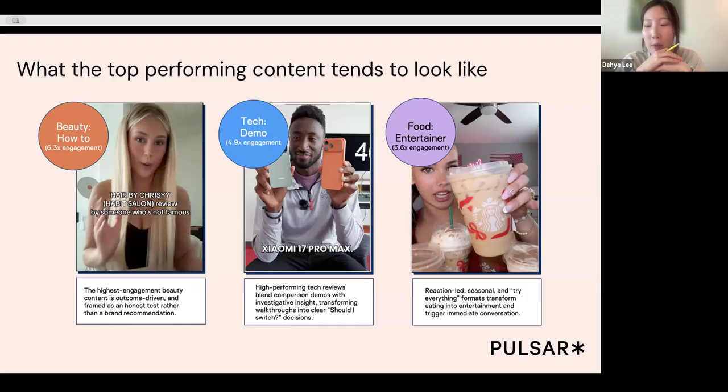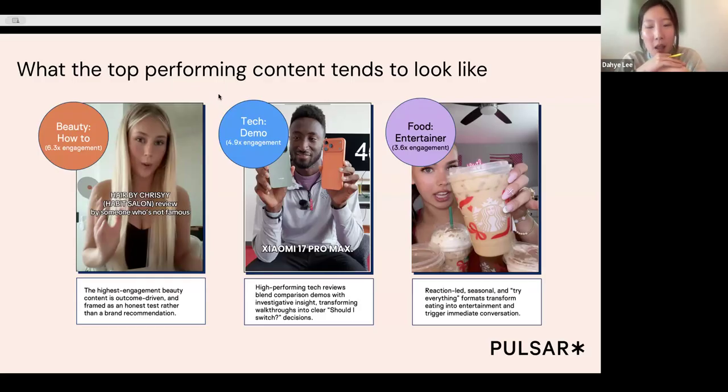So we know influencers are pretty dominant in the beauty sector specifically, but interestingly, part of the reason why how-to content is really taking off in this sector is that creators often position themselves as non-famous, non-expert. That actually gives them more credibility. It feels less like an influencer literally telling you to buy something, and more like a friend actually introducing you to something that genuinely works for them.